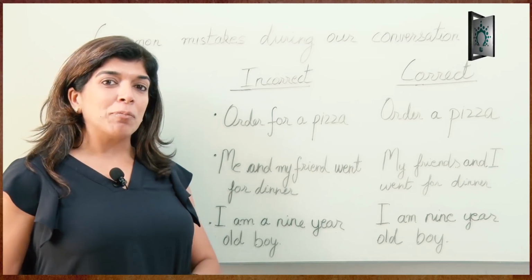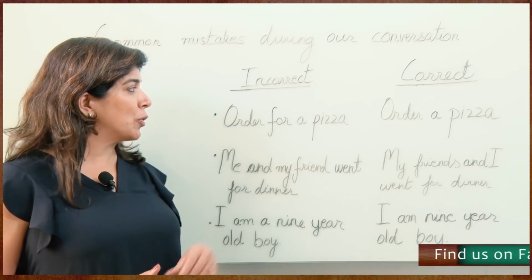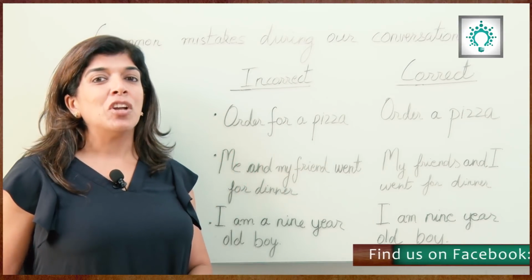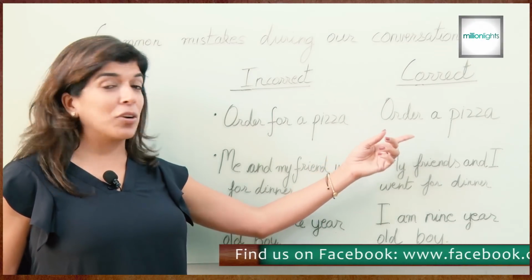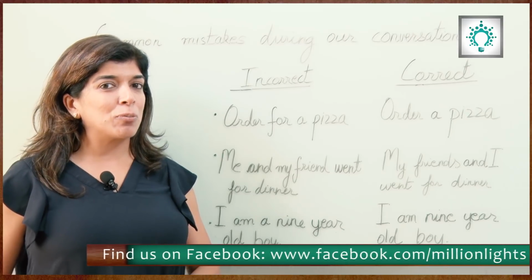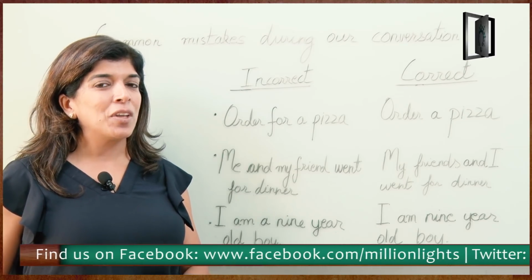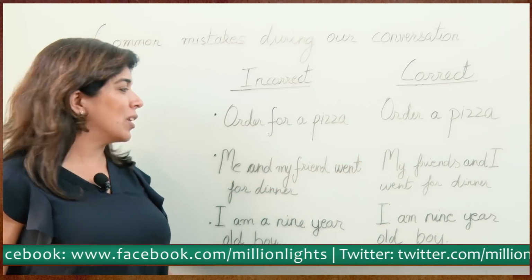So let's see what other common mistakes we make. When we have people over at our house, what do we say? Sometimes, "Come on, let's everyone come in. We are going to order for a pizza tonight." No, that's the wrong way to say it. The correct way to say it is, "Let's order a pizza." So next time, when you have a group of people at your house, remember to say, "Come on, let's order a pizza." Let's jump on to the next one.